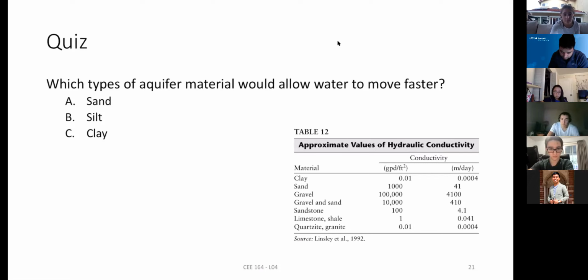Silt is not given here. Imagine silt is something in between, size-wise. Silt is smaller than sand, larger than clay.